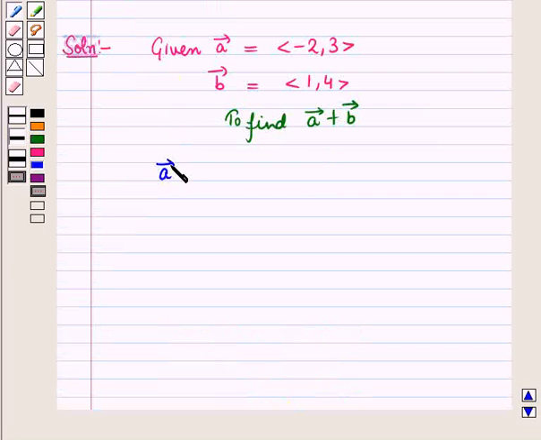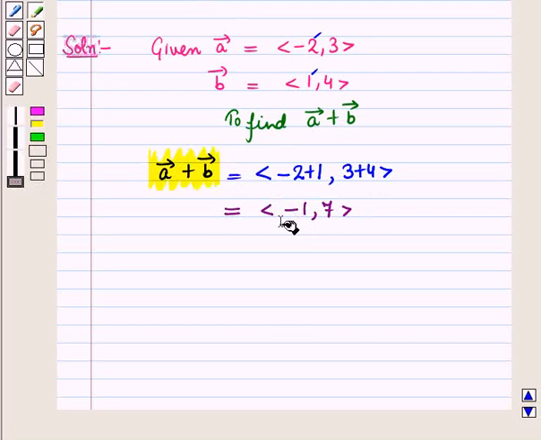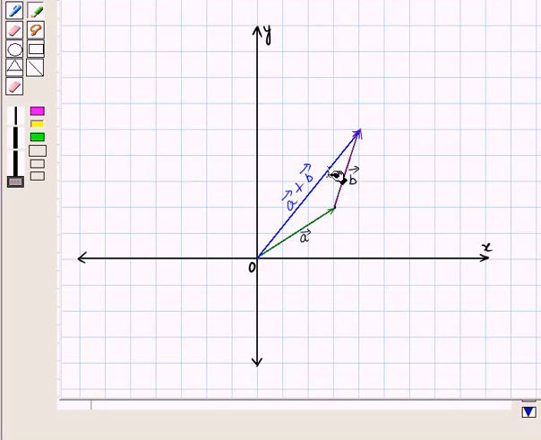So, vector A plus vector B is equal to ordered pair x1 plus x2, that is minus 2 plus 1, y1 plus y2, that is 3 plus 4. Which is equal to ordered pair minus 1, 7. So vector A plus vector B is equal to ordered pair minus 1, 7. Now we have to represent it diagrammatically. For this, we will make use of the second result given in the key idea.